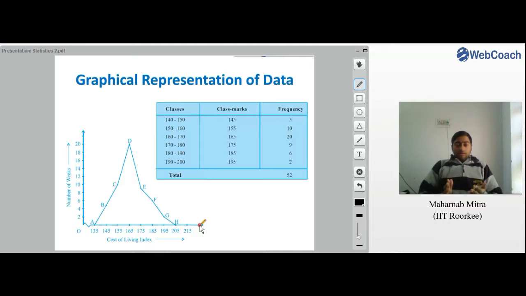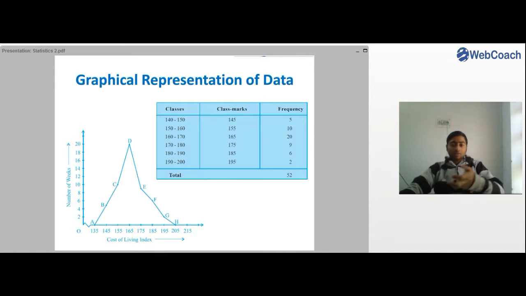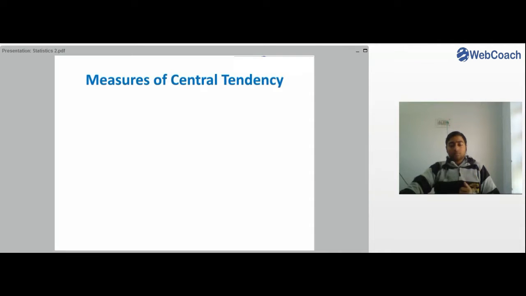And of course, histograms can also be drawn for such tables very easily, but if you are asked just to find the frequency polygon, I think you should not waste too much time drawing the histogram. So this is how we find the frequency polygon directly from the data by finding out the class marks of the corresponding frequencies.